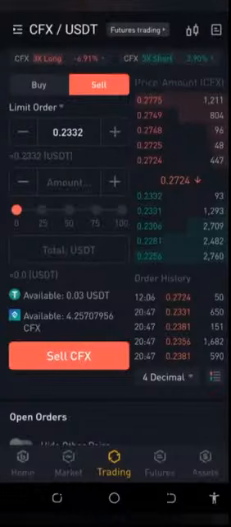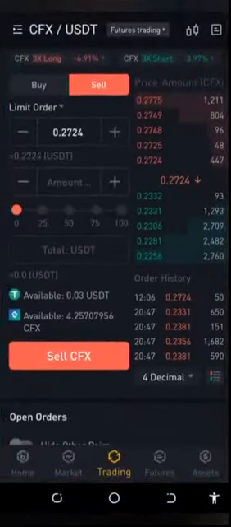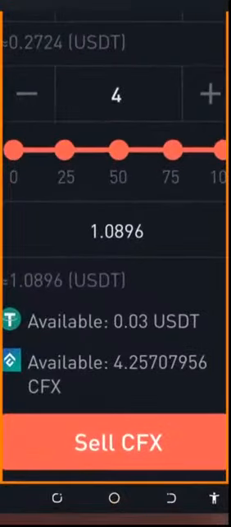Okay, don't forget this is supposed to be $1 that we sent, right? $1 worth of CFX. So if you see now here, we have 4.25 CFX. So if this is really true of the 16%, that means that if I try to sell this, for instance, see what we have. We've got $1.08.